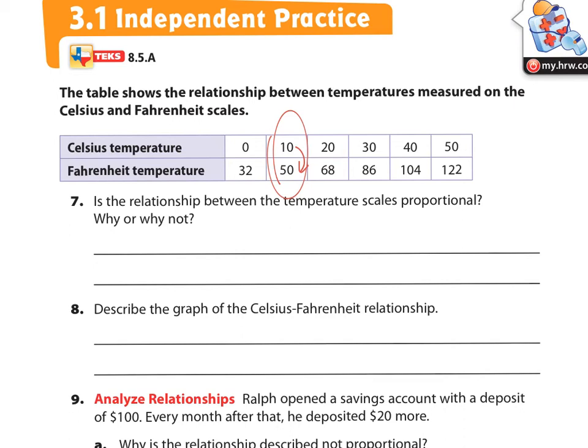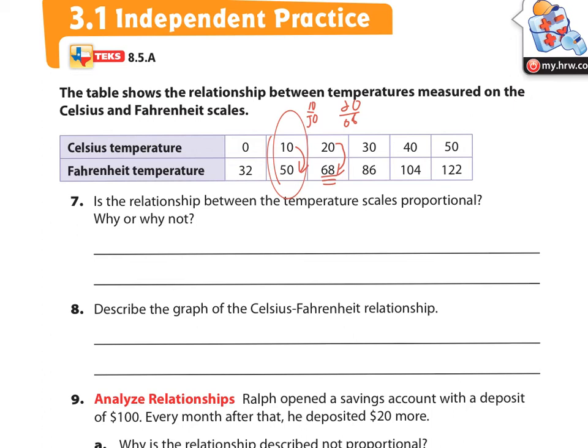What's 20 times 5? That's 100. Now, if this was constant, 20 times 5 should give us 100. It puts 68. So this is not proportional. Now, it asks if it's proportional. The answer is no. It's not proportional, because that ratio did not stay constant. If you put 10 over 50, you would get 1/5. 20 over 68 is not 1/5. The ratio doesn't stay the same.